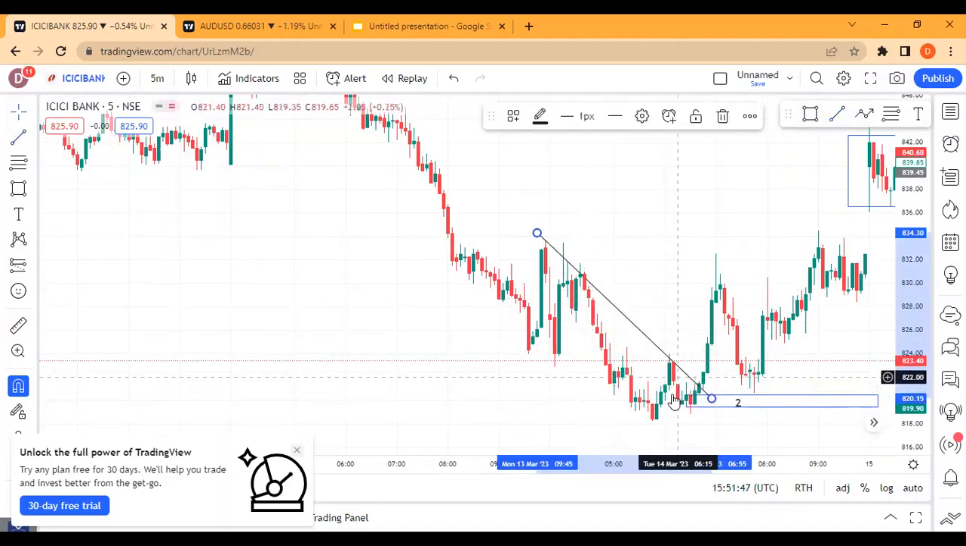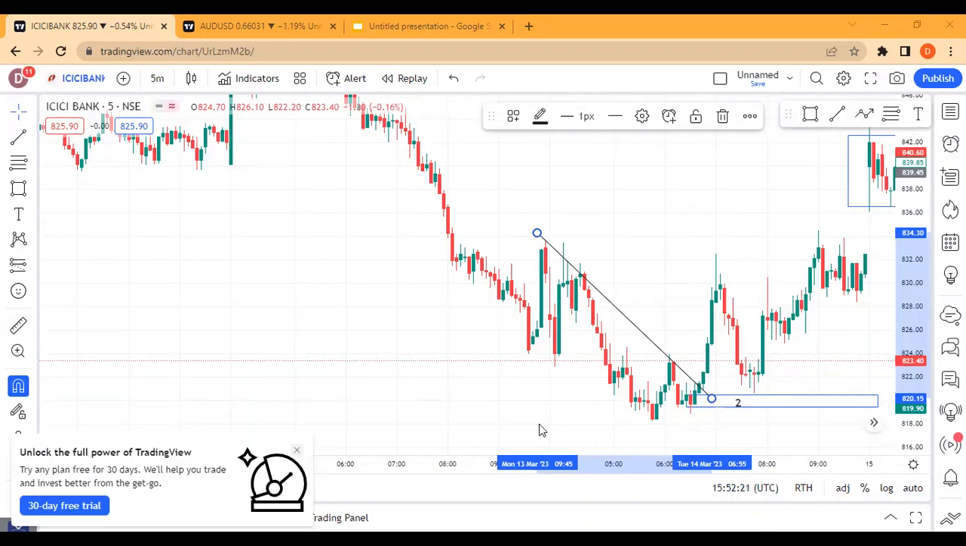Then you wait for market to break. Market broke the structure. Then after market has broken the structure, what do you look for? When price has broken the structure, which means when price has expanded, what do you look for in that expansion? When it has broken structure, not retracement. You don't look for retracement. You look for your order block.